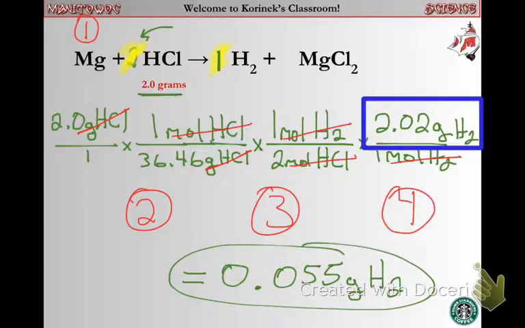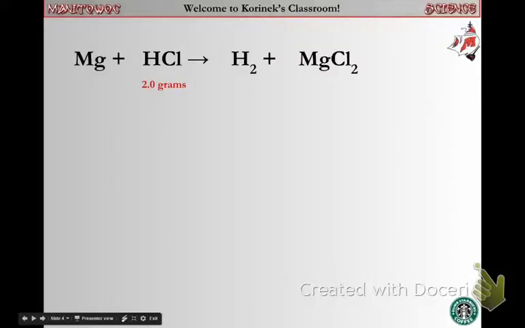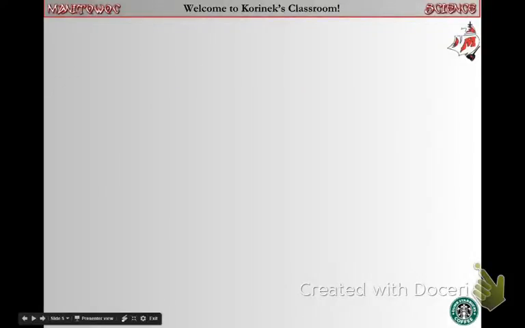So that's pretty cool. We were given a certain amount of hydrochloric acid, or HCl, and we asked, well, how much hydrogen gas could we actually produce? And at the end of the day, it's about 0.055 grams of hydrogen gas. It's a very important and very powerful tool, which we're going to use a lot as the semester rolls on. All right, so that's one example.